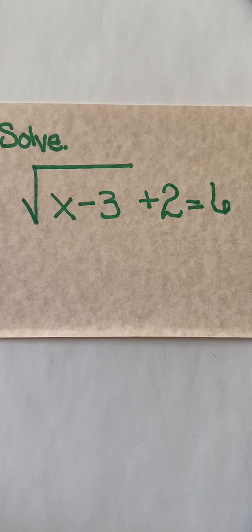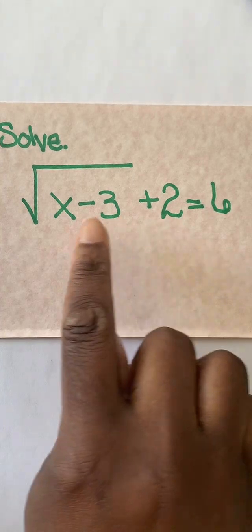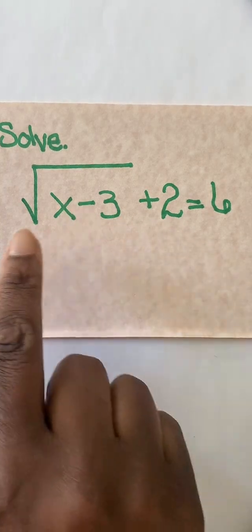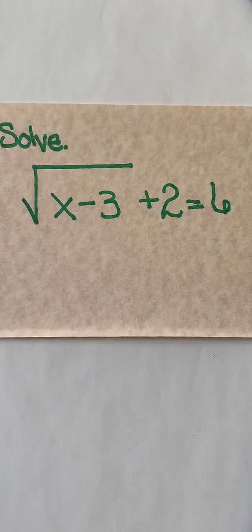That's funny. All right, so now we're going to solve. We have the square root of x minus 3 plus 2. Now, this plus 2 is not underneath our radical. All right, so you got the square root of x minus 3 plus 2 equals 6. We are solving for x. What do you think?